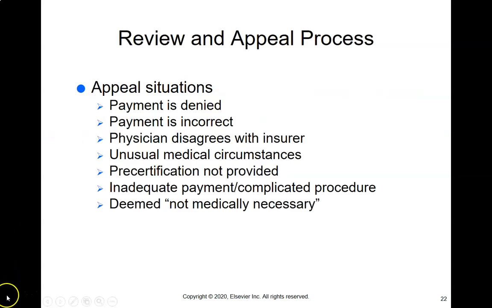Review and appeal process. Some of your appeal situations might be that payment was denied, payment is incorrect, physician disagrees with the insurer, unusual medical circumstances, pre-certification not provided, inadequate payment and complicated procedures, or deemed not medically necessary.